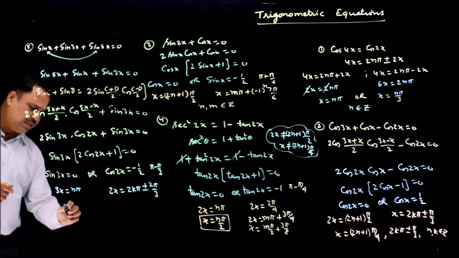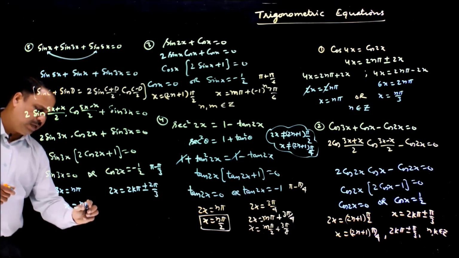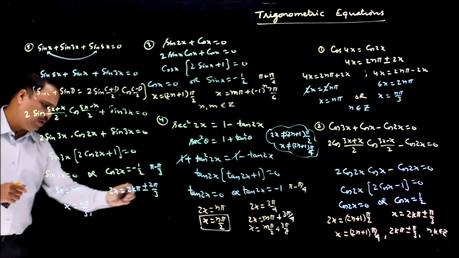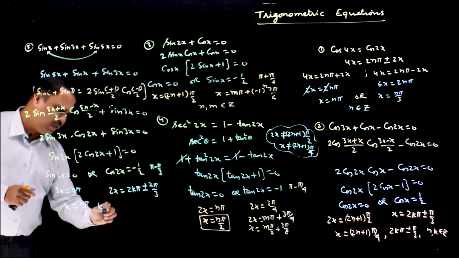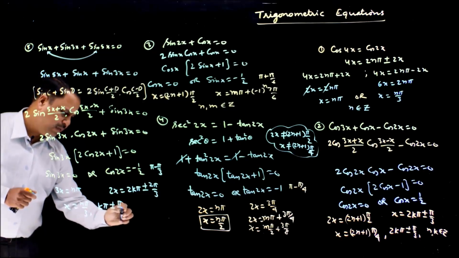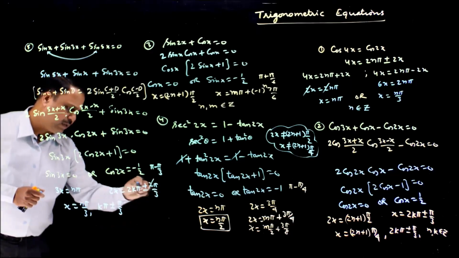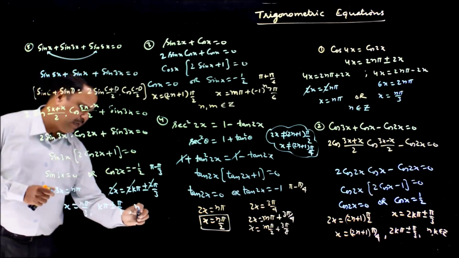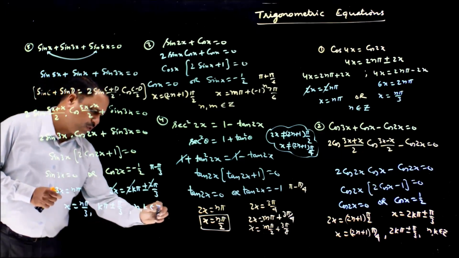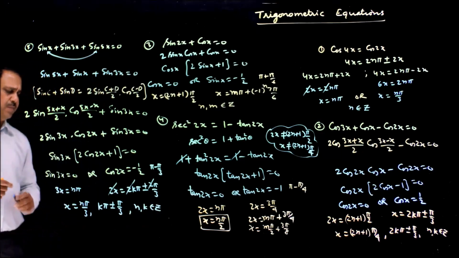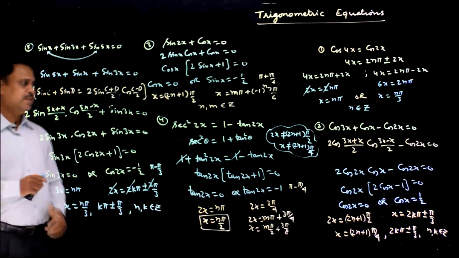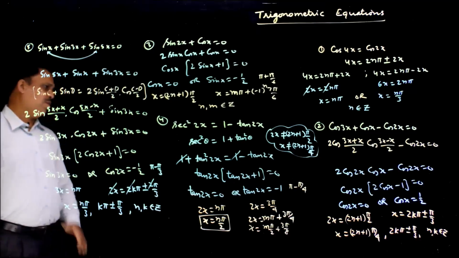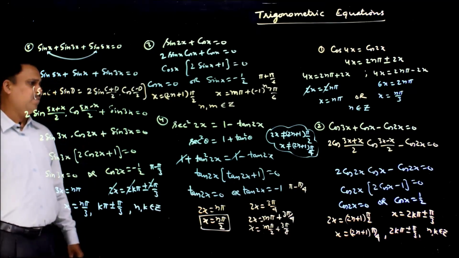So x is equal to n pi by 3 or x is equal to k pi plus or minus pi by 3. This 2 will cancel out here, here. Where n and k belong to the set of integers, that means 0, plus or minus 1, plus or minus 2, plus or minus 3, etc. So in this way we can solve all the problems from your NCERT or board level problems.